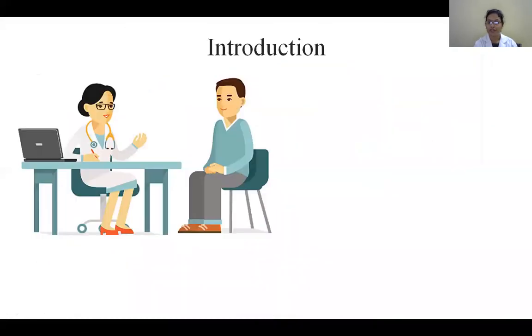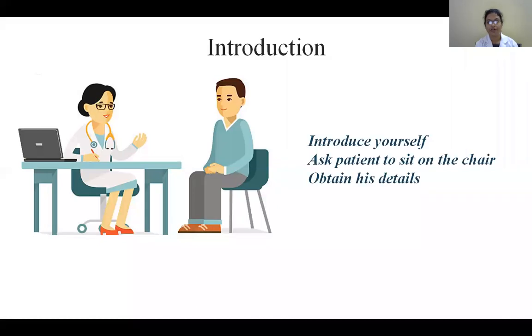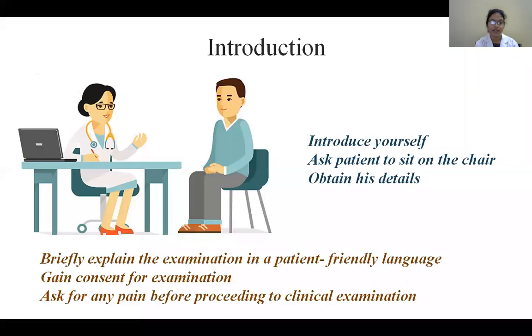Before we start the clinical examination, we should always introduce ourselves to the patient. We should make the patient comfortable, ask him to sit on the chair, and obtain his details like his name, age, gender, occupational details, and educational qualification. Why are all these things important? Because we have to explain the details of the examination in patient-friendly language. Depending on his educational qualification, we can use language which the patient can understand. At the same time, we have to gain consent for examination.